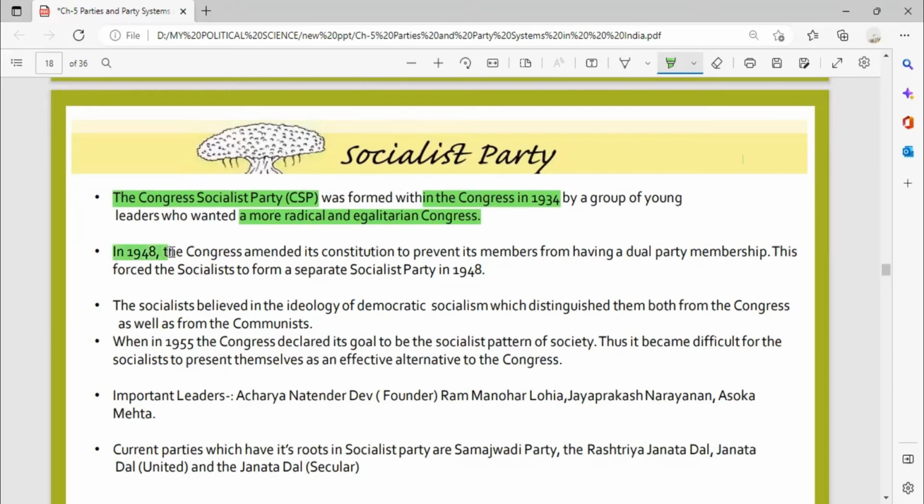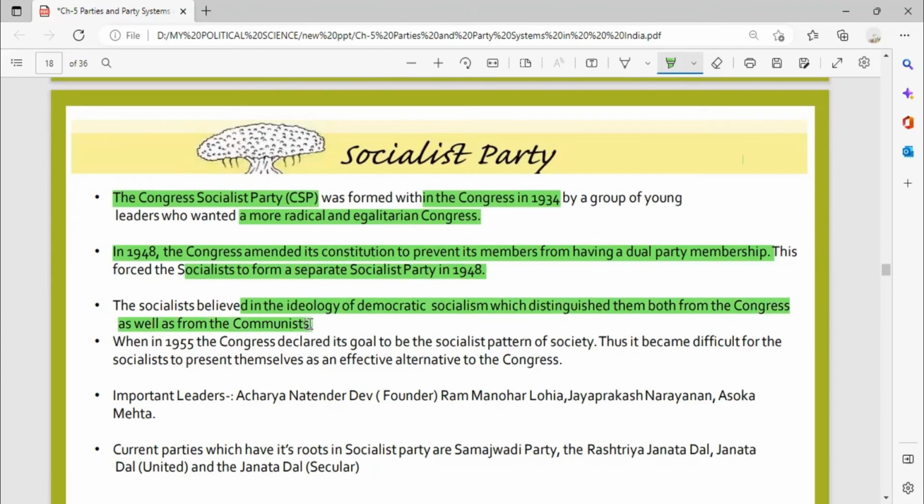In 1948, the Congress amended its constitution to prevent its members from having dual party membership. You can become either a member of Congress or of any other party. This led to the separation of the Socialist Party from Congress, and the socialists came to be a separate party in 1948. So what was their ideology? They believed in democratic socialism, which distinguished them from Congress as well as the communists. So why were they different? Because they believed in democratic socialism.